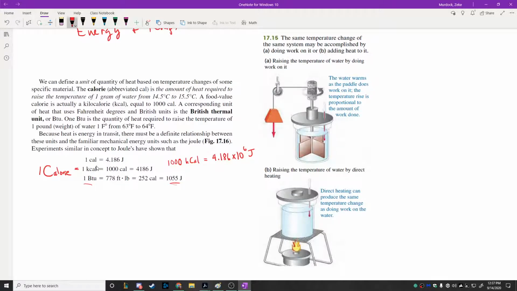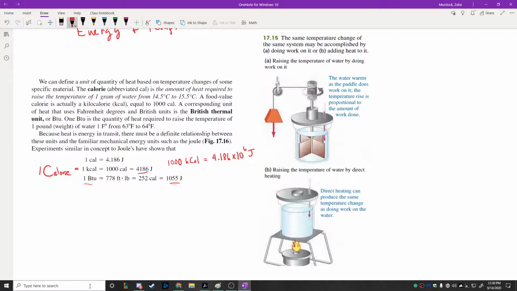Do you guys have any questions? Your Gatorade says it's 150 calories with a capital C, right? So that's 150 kilocalories, or whatever 150 times this number is.